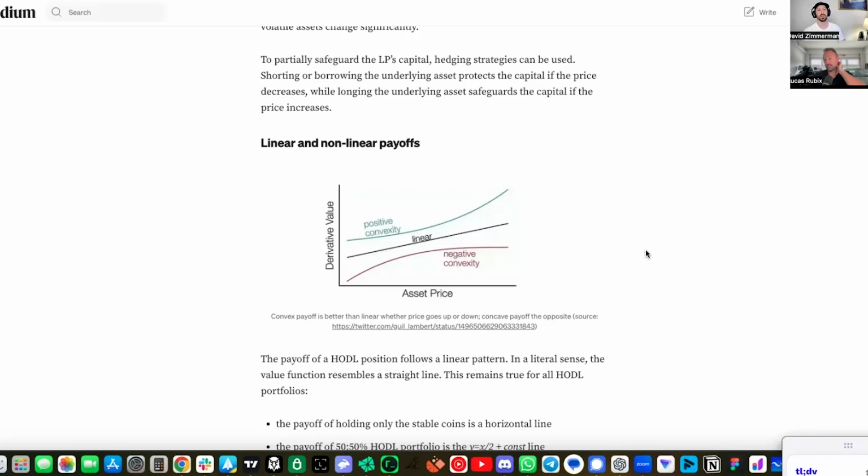Okay, so the first thing that we need to understand, and there's going to be a little bit of math in here, is the difference between linear payoffs and non-linear payoffs. So when we provide liquidity, when we're in an LP position, we have negative convexity, which means that we may lose a little bit more to the downside than holding an asset spot, and we may make a little bit less to the upside than holding an asset spot. So how do we profit? We profit from the fees. And so the goal of this strategy, Lucas, is to isolate the fees from the directional risk.